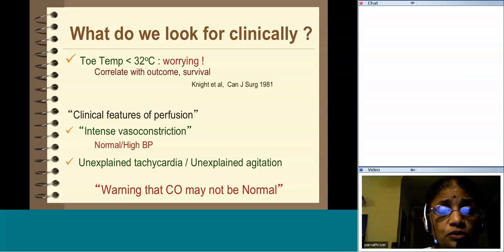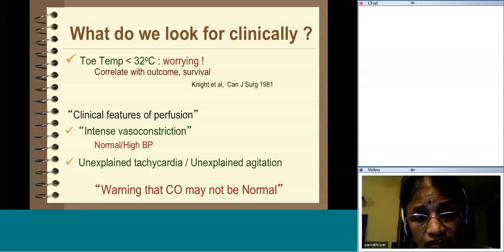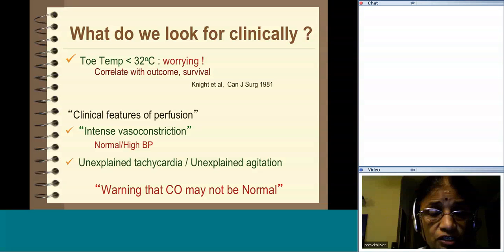The other important clinical features of perfusion have to be looked for. Babies maintain their blood pressure by intense vasoconstriction, as you saw in that equation. So your blood pressures may be normal or may actually be elevated. When you have unexplained tachycardia and unexplained agitation or intense vasoconstriction, this combination indicates suboptimal peripheral perfusion, and these are warning signs that your cardiac output is possibly suboptimal.